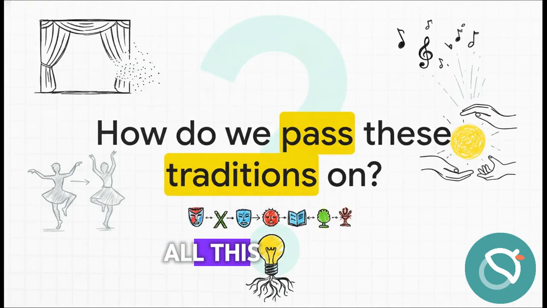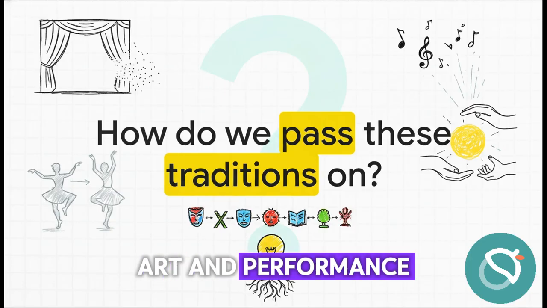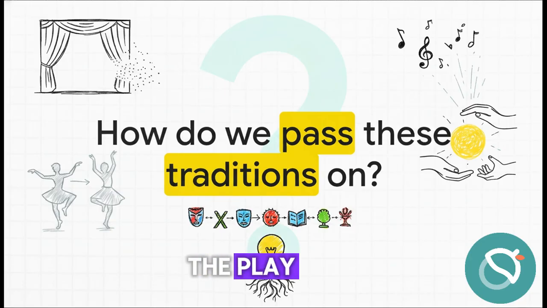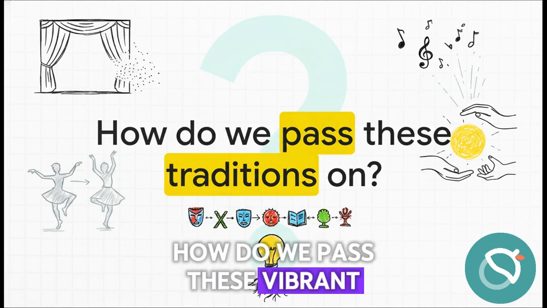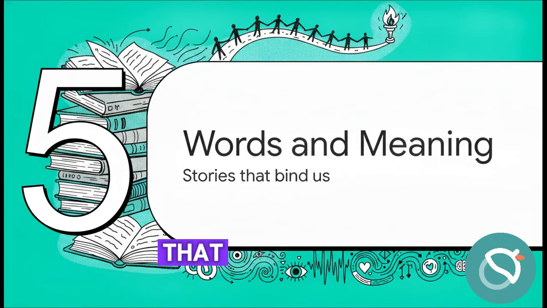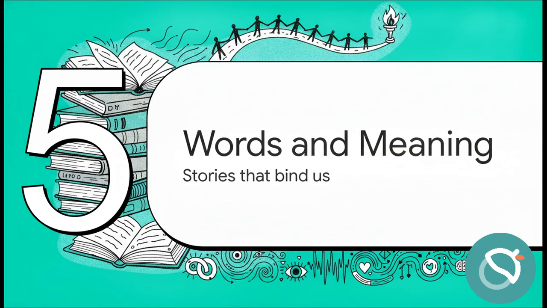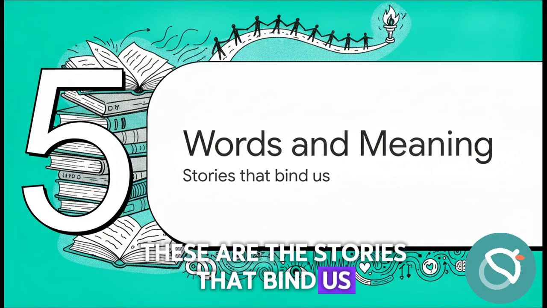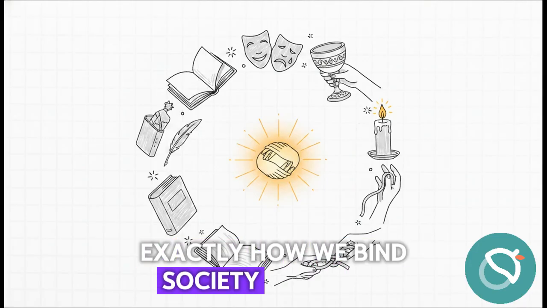But you know, all this brings up a really important question for us to ponder. Art and performance, they're often fleeting. The play ends, the music eventually stops. So how do we pass these vibrant traditions to the next generation so that they're never forgotten? That brings us to our final room, words, rituals, and meaning. These are the stories that bind us. And this brilliantly illustrates exactly how we bind society together.